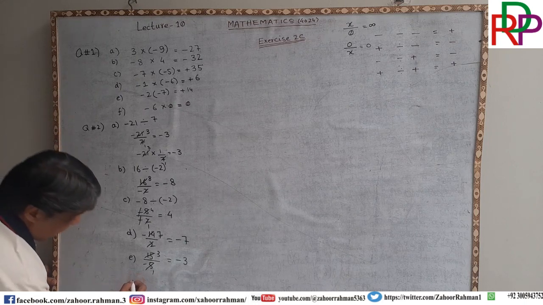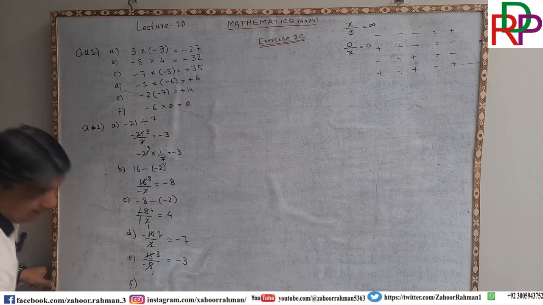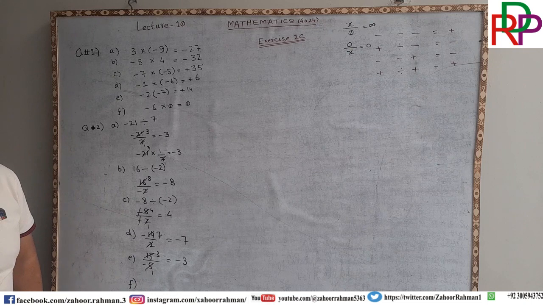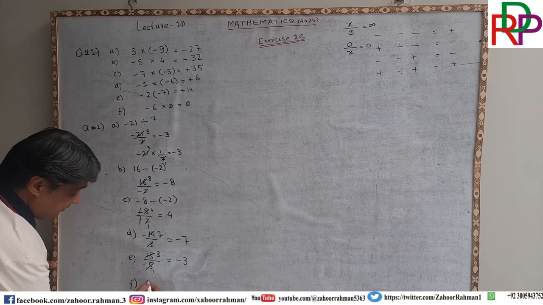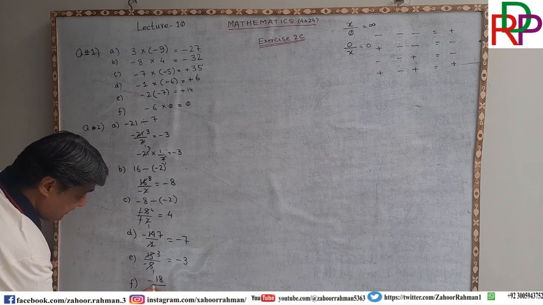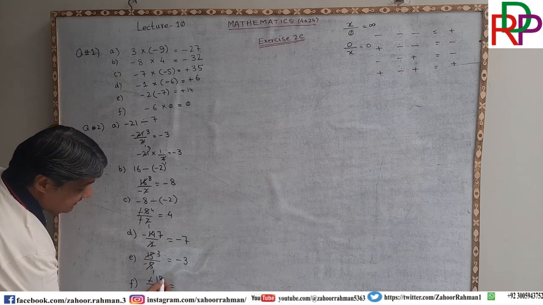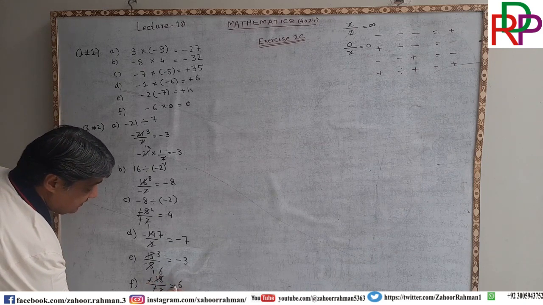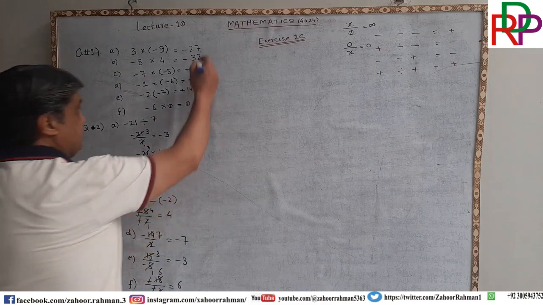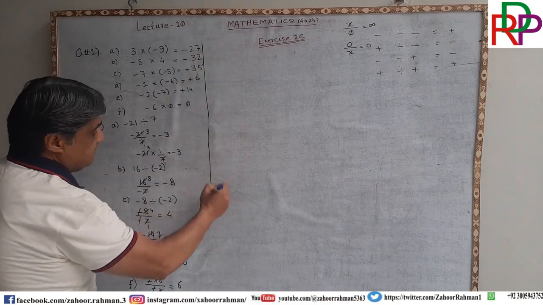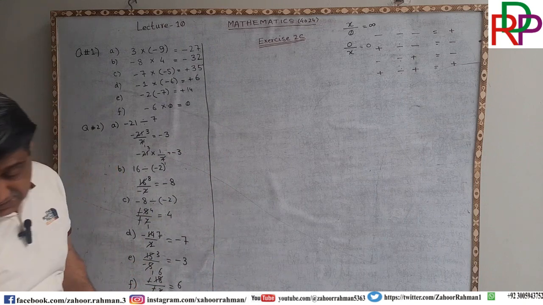And similarly, F part is saying that minus 18 divided by minus 3. So minus minus will be cancelled. 3 ones are 3 and 3 sixes are 18, so 6 is the answer of this question.